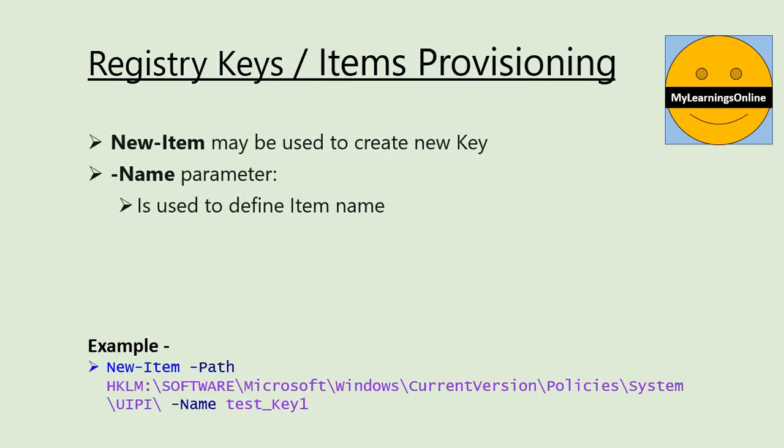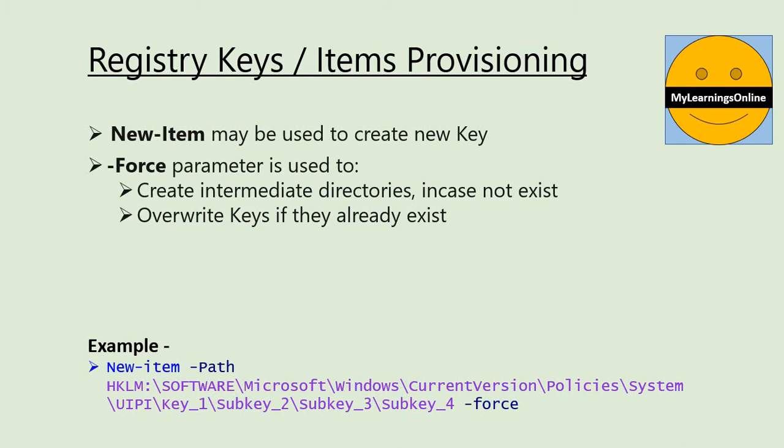The Name parameter is used to specify the key name that we want to create. In this example, test_key1 has been specified using the Name parameter. The Force parameter is used to create intermediate registry keys in case they do not exist already. Also, the Force parameter is used to override a registry key that already exists.